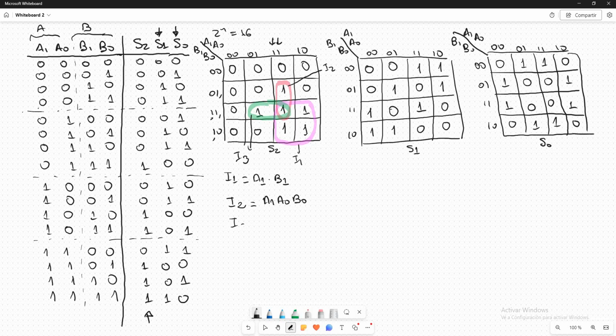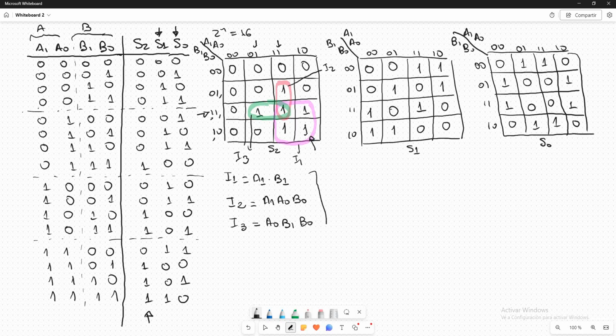And finally we have implicant 3. In implicant 3 we have a row, so both of them are not changing, both of them are 1, so we are going to have both variables non-negated, and if we look at the columns, the one that doesn't change is A0, non-negated because it's a 1. So we have the 3 prime implicants already defined, because I insist this is an allowed group of 1, but these are the implicants.